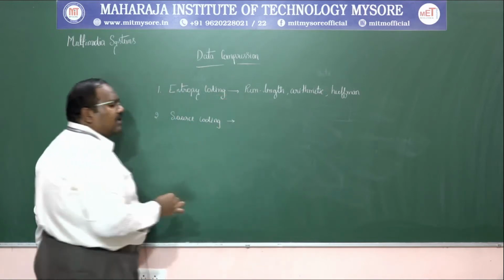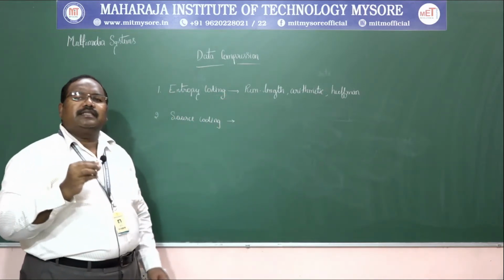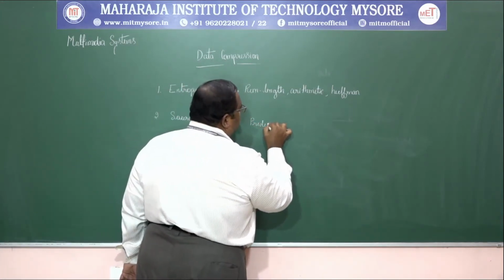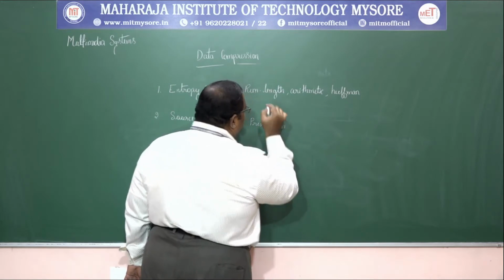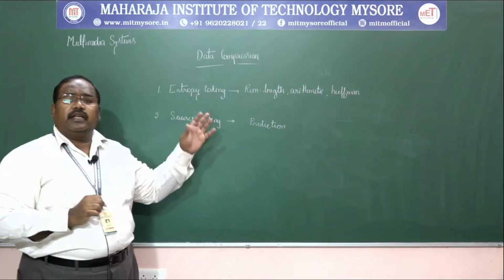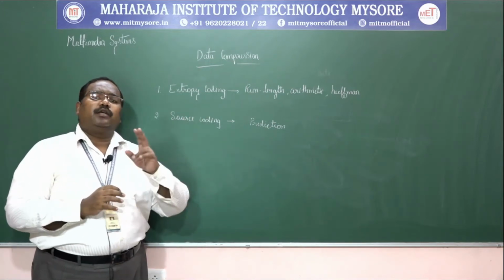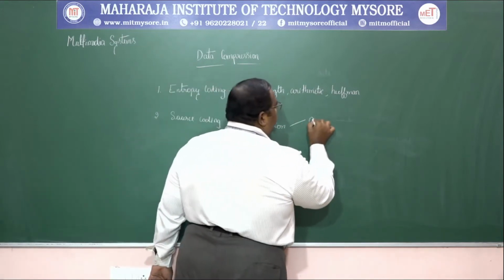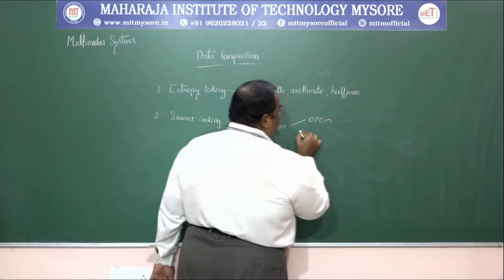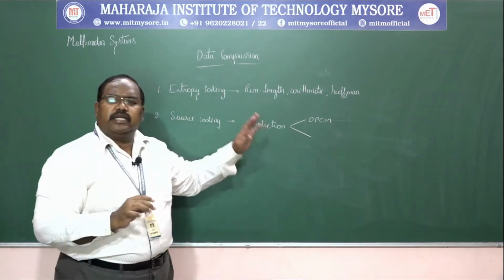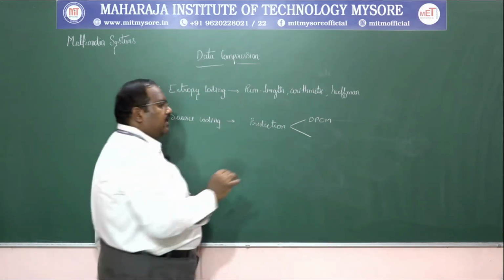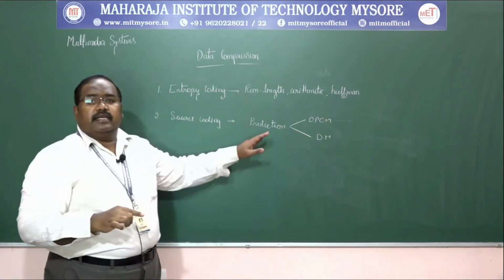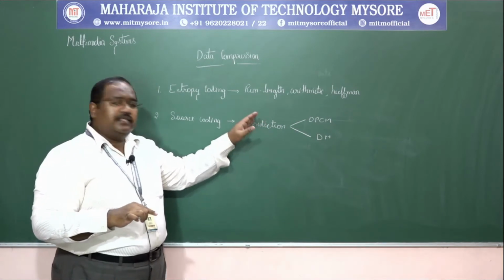Under source coding, there are numerous techniques. The first type of technique is prediction. Under prediction, two kinds of techniques are deployed. One is DPCM. We'll study what those are in detail when we go into the topics. Next is DM. So the first basic technique is prediction.